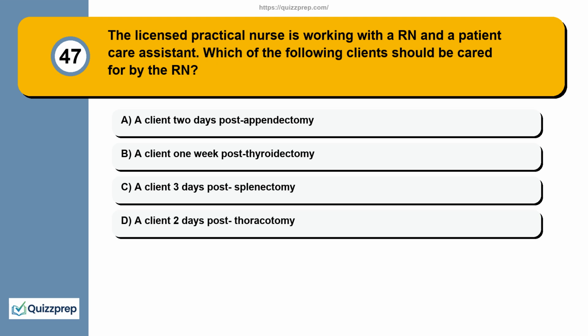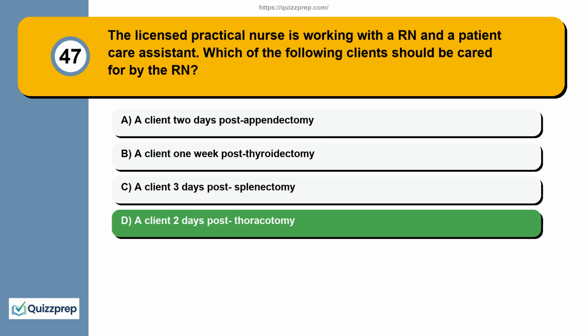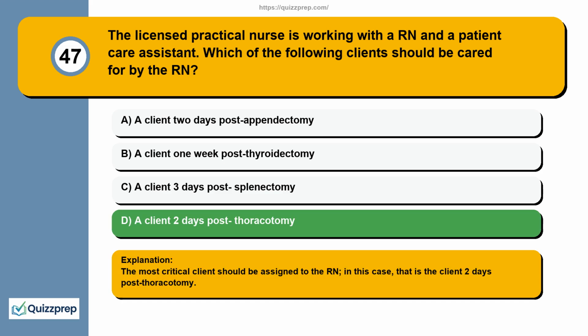Question 47. The licensed practical nurse is working with a RN and a patient care assistant. Which of the following clients should be cared for by the RN? A client 2 days post-appendectomy, a client 1 week post-thyroidectomy, a client 3 days post-splenectomy, a client 2 days post-thoracotomy. The most critical client should be assigned to the RN, in this case, the client 2 days post-thoracotomy.